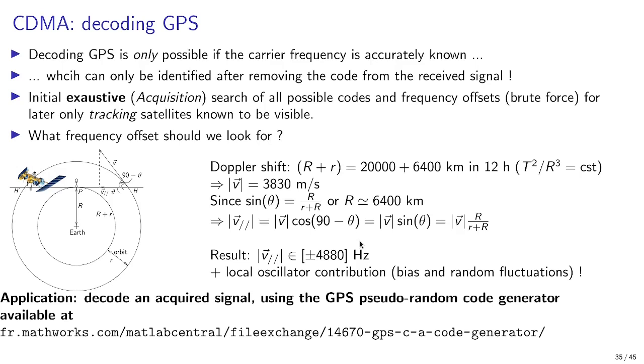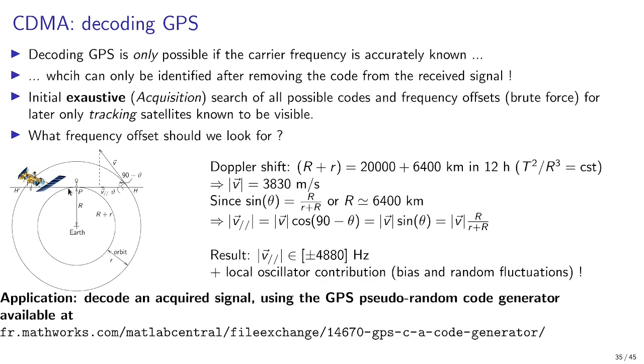Some basic trigonometric analysis of the geometry of a satellite motion indicates that, from Kepler's law, T squared over the radius to the third power, with respect to the center of the Earth, of the orbit is a constant, so that a satellite flying at 20,000 kilometers altitude will perform a full orbit in 12 hours. Considering we know the length of the orbit and the period of 12 hours, we end up having a tangential velocity of 3.8 kilometers per second.